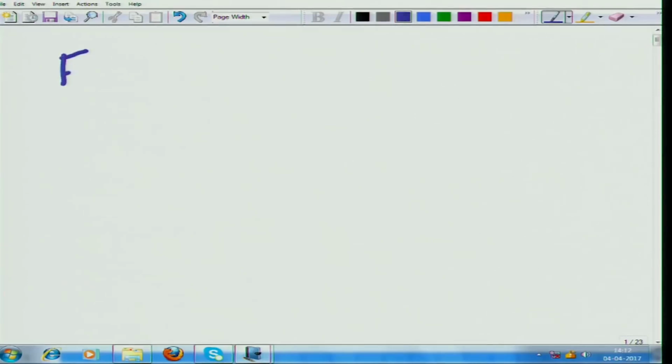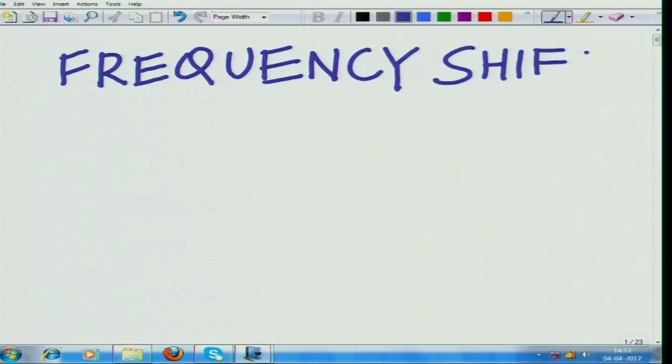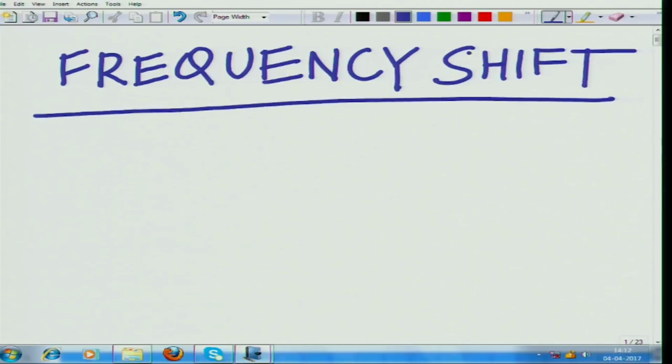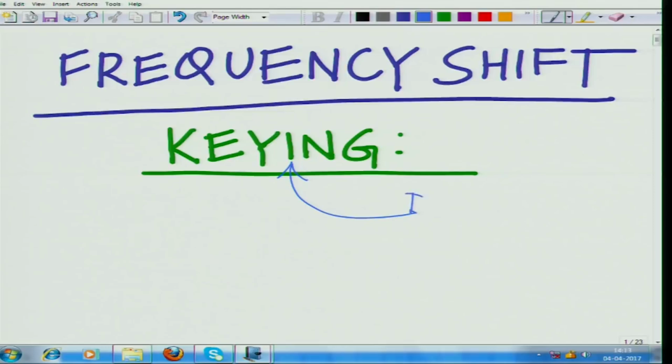In this module, let us look at another digital modulation technique, that is frequency shift keying. So, we will be looking at a new digital modulation scheme which is termed frequency shift keying. This is a digital modulation scheme, as we have already said.